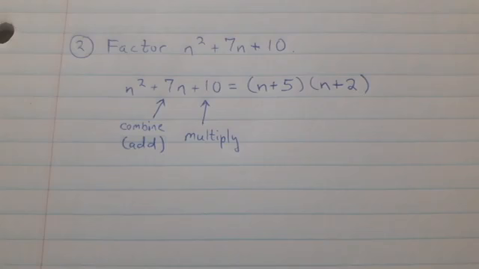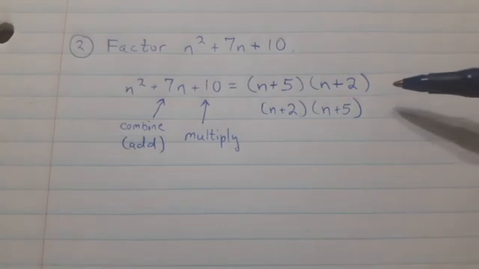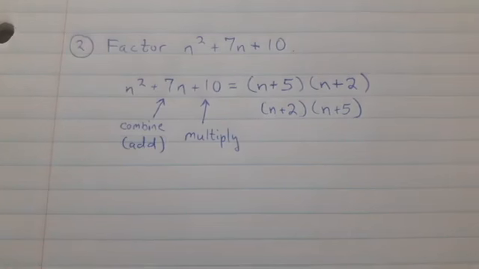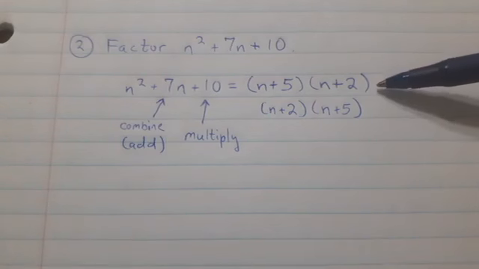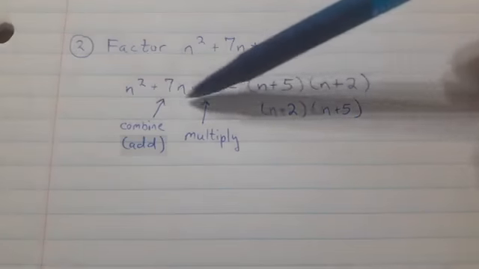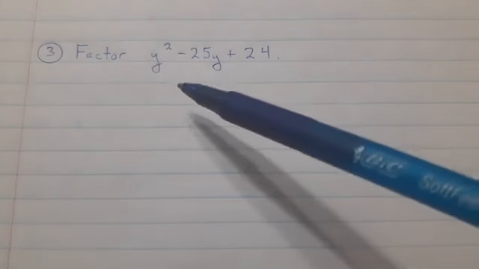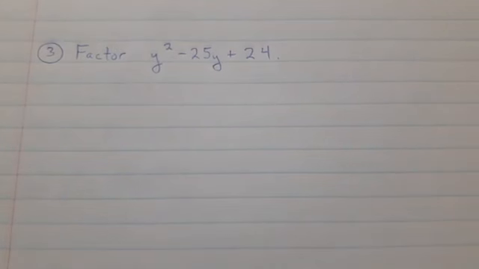We're done factoring. A common question I get when I teach this is, does it matter what order we put the binomials in? And not really. If we wanted to put n plus 2 times n plus 5 as our final answer, that would have been completely correct as well. Either of these can be our final answer. If you wanted to check yourself and make sure you were correct, all you would have to do is take your final answer, whichever one you chose, and just distribute it and make sure you get back to your original trinomial.